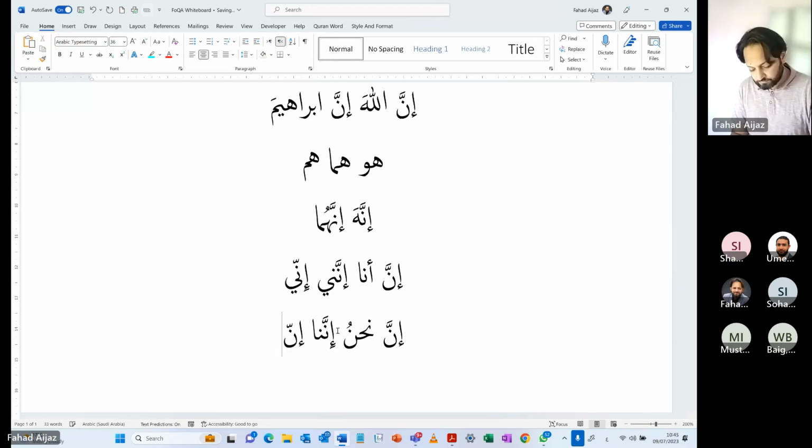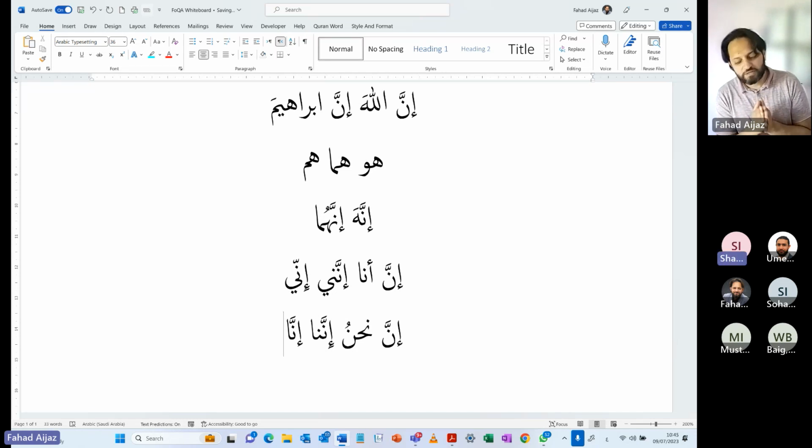Inna with alif will become inna. The two noons will squish together and become one. Where have you heard this word inna? Inna atayna ka, inna atayna kal kausar. So in the Quran, both are used, innana and inna.